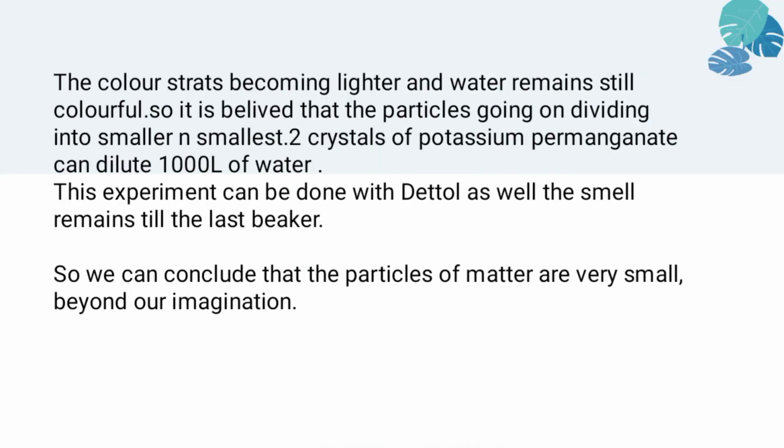So what happened? The color starts becoming lighter and lighter. When you compare it with the first beaker, the color of the solution will be lighter, but it is still colorful. So it is believed that the particles go on dividing into smaller and smaller. As you keep diluting, the particles of potassium permanganate go on dividing and reach the last beaker, which is still colored but a little lighter than the first beaker. It is believed that 2 crystals of potassium permanganate can color 1000 liters of water.